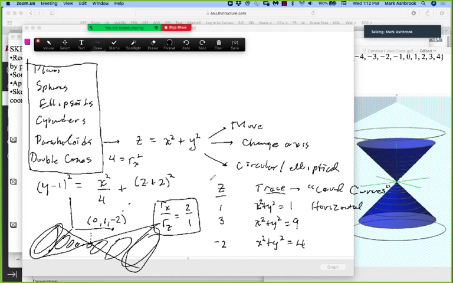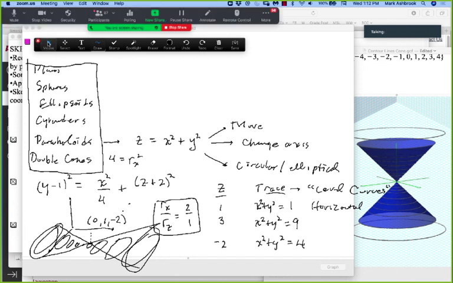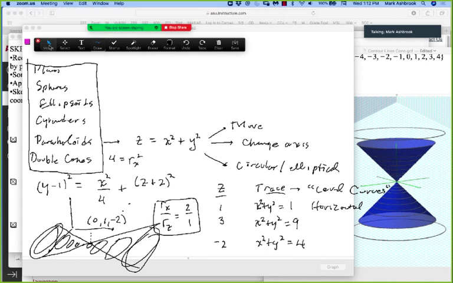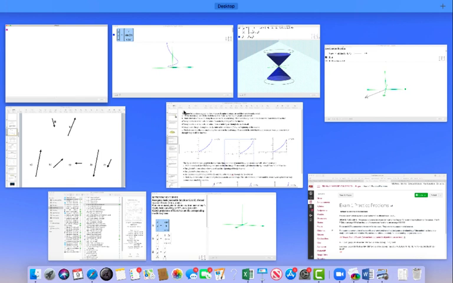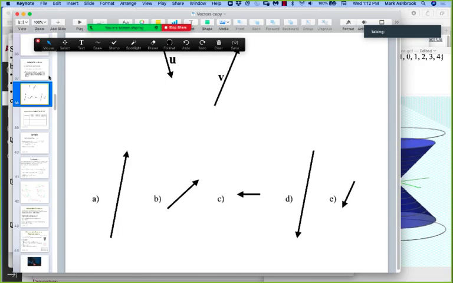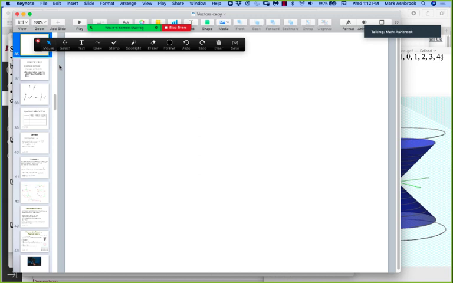All right, so then we'll start exam 2 material here today. And that topic is called vector functions. Vector functions. So where are we? PowerPoint. There we go. So vector functions.